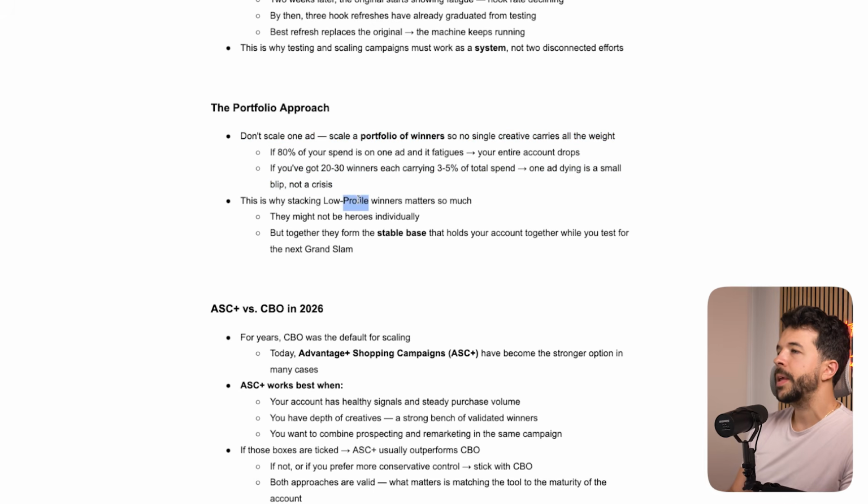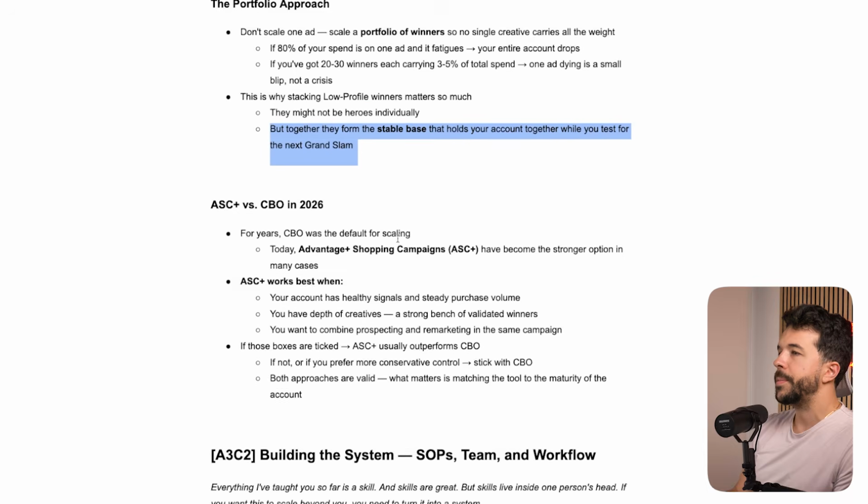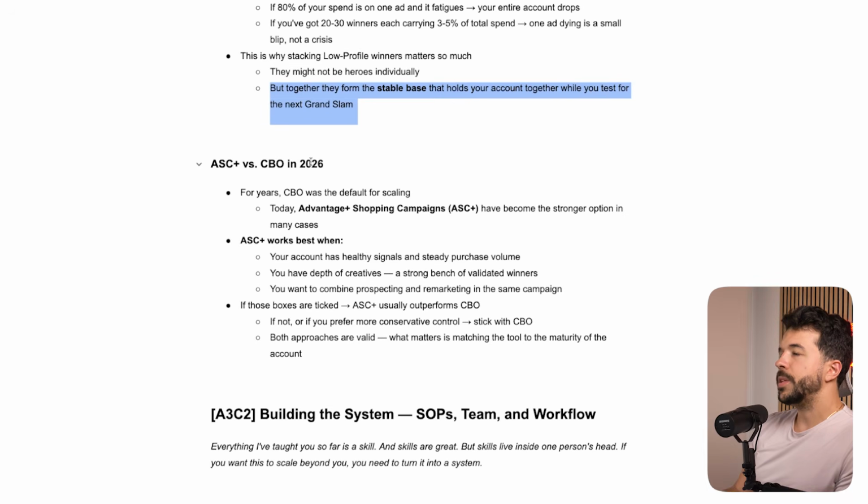And this is why stacking low-profile winners matters so much, because they might not be heroes individually, but together they form this stable base that holds your account together while you test for the next Grand Slam. ASC Plus versus CBO in 2026.